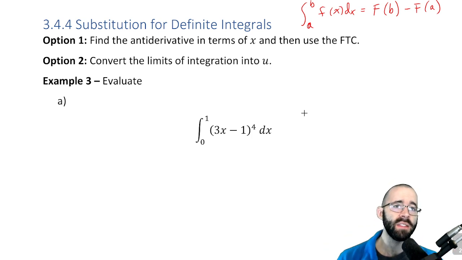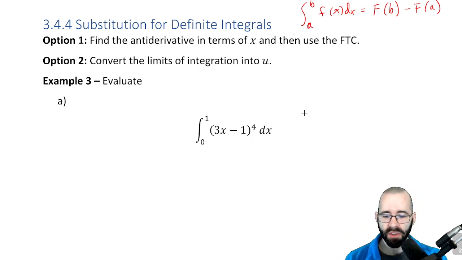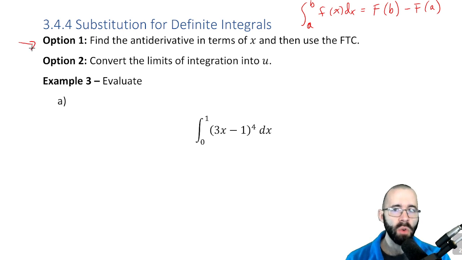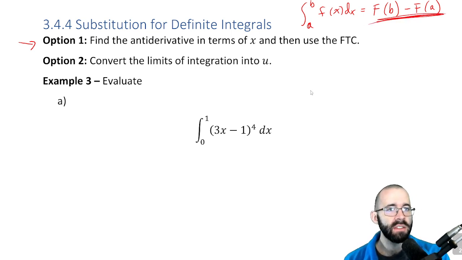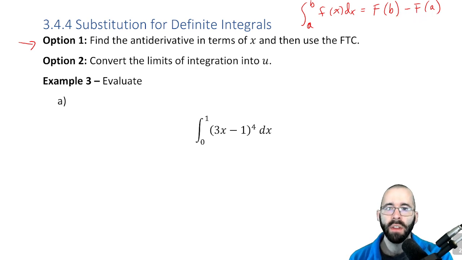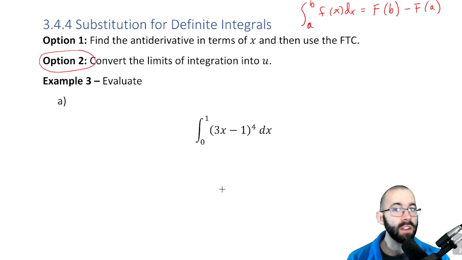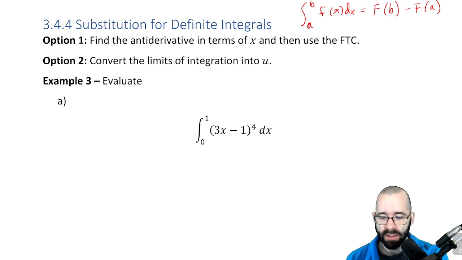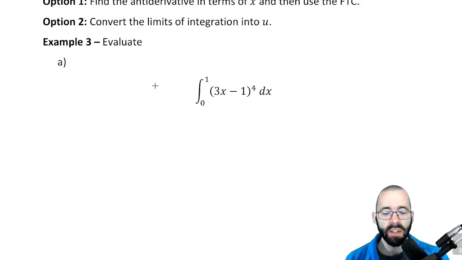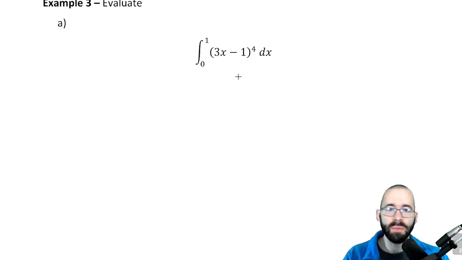There's actually two ways of evaluating these definite integrals. The first option is straightforward. It's just find the antiderivative the same way we've always found antiderivatives, and then plug in and subtract. I'll show you that way. But my preferred way, what I'll be doing in most of my examples, is just to convert everything, including the limits of integration, into u. So let's see what that looks like here with a simple u substitution problem.